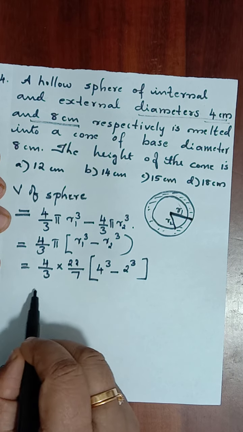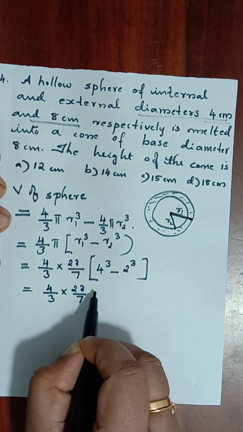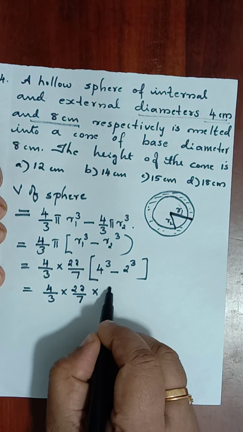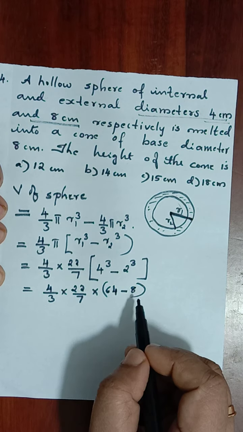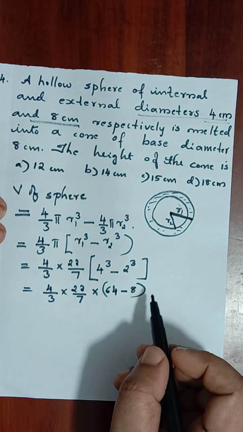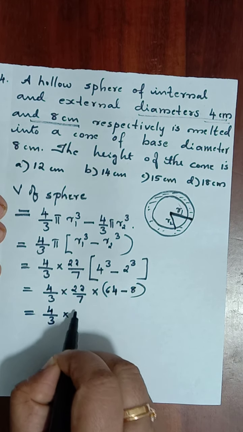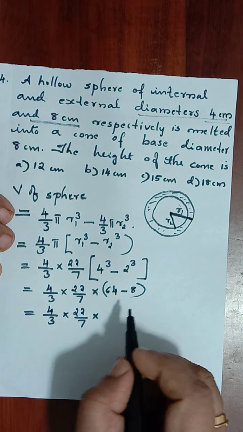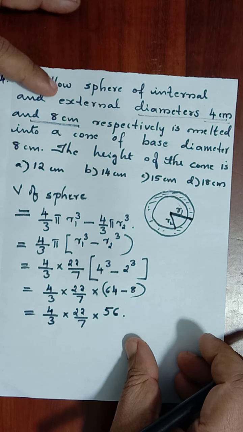We'll simplify this. 4 by 3 into 22 by 7 into (4 cube minus 2 cube). What is 4 cube minus 2 cube? 4 cube is 64, minus 8. Therefore, 4 by 3 into 22 by 7 into (64 minus 8), that is 56. This is the volume of the sphere.